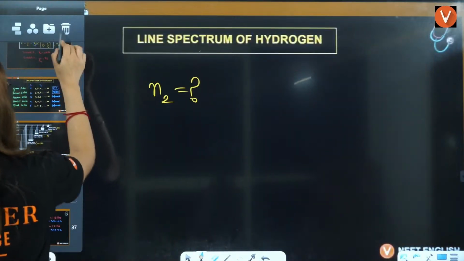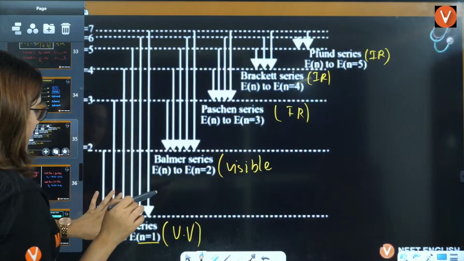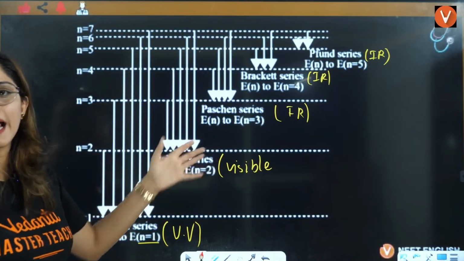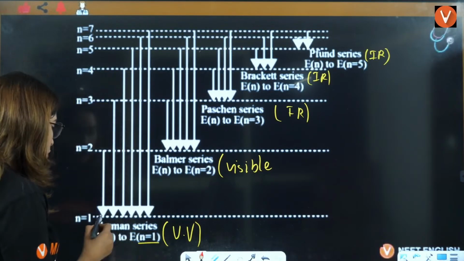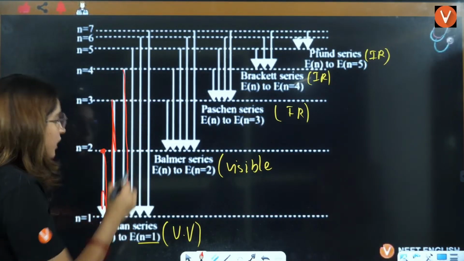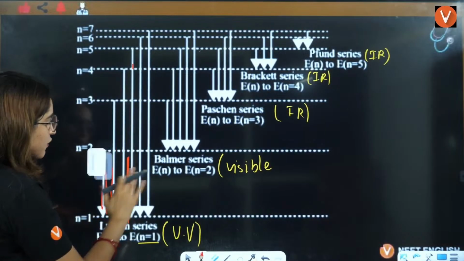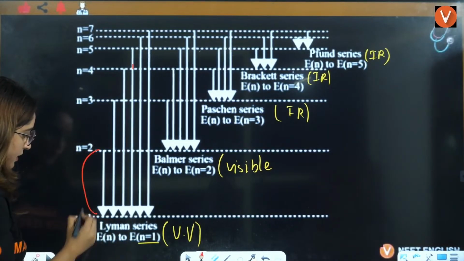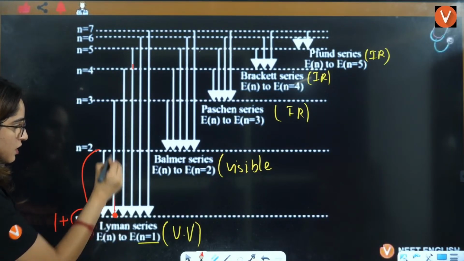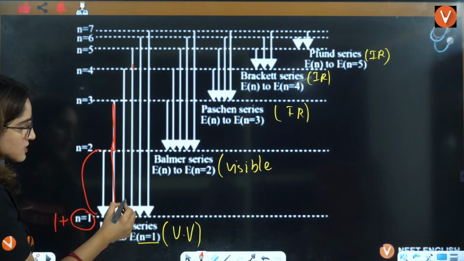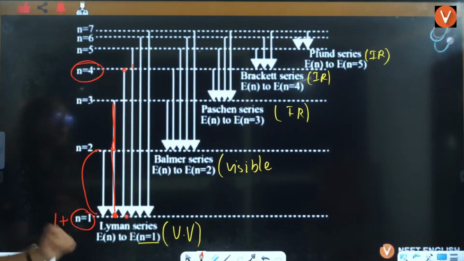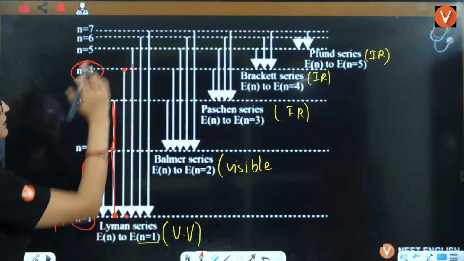I'll just delete this here. If I say N2 is equal to the first line of the Lyman series, so the first line is this one, the second line is this one, this is the third line, this is the fourth line. So can I say the first line is N1 plus 1, the second line is N1 plus 2, the third line is N2 equals 4, so it is N1 plus 3. The fourth line is N1 plus 4.